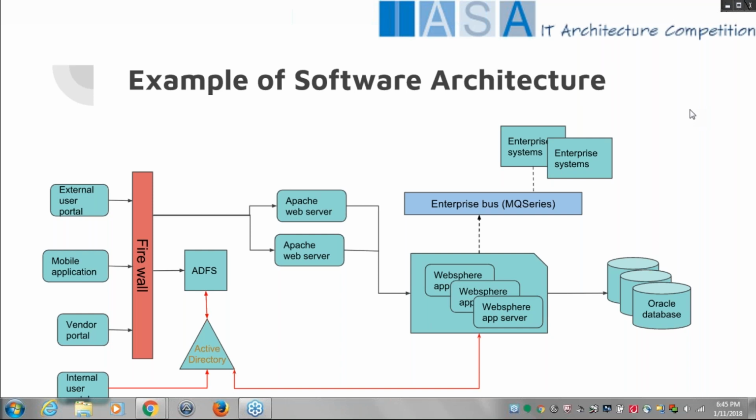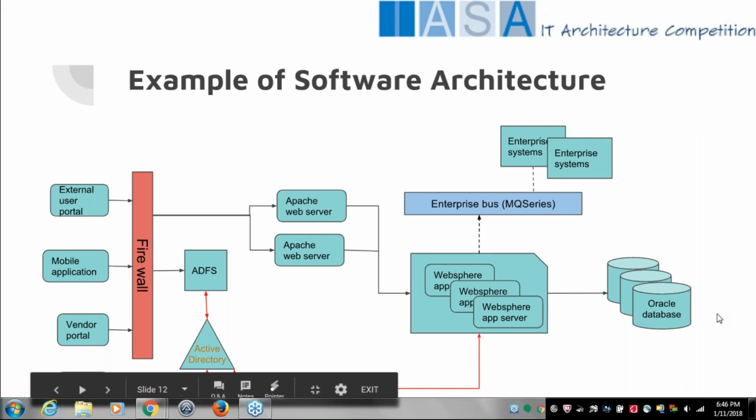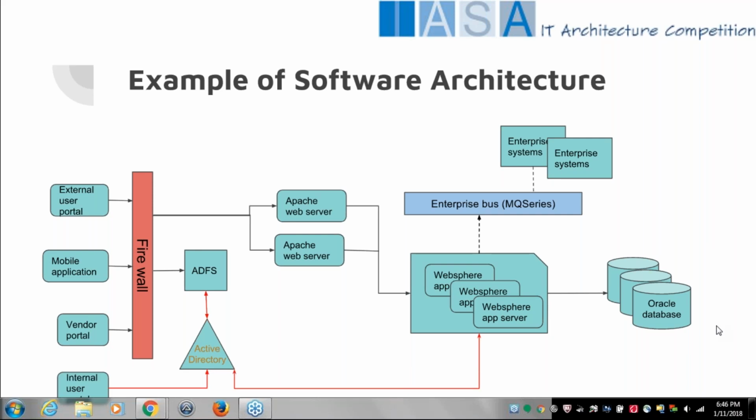What it is essentially talking about is some application that has multiple ways to access. You can have an external user portal. You could use a mobile app. You've got a vendor portal, which is another type of external user. Then you have an internal user that needs to access this particular application. Again, the kind of application doesn't really matter. All I'm saying is there are different kinds of users coming in.